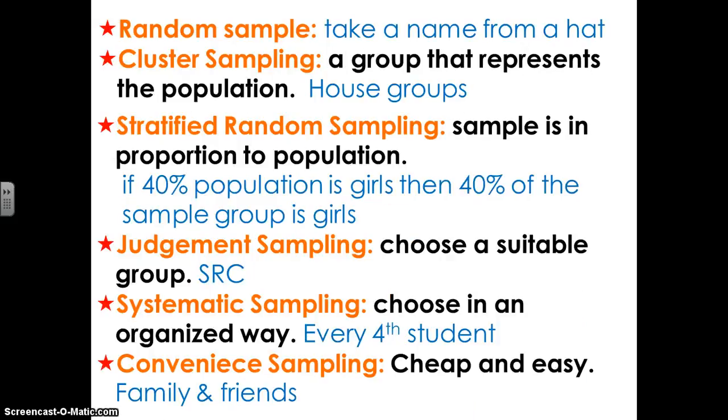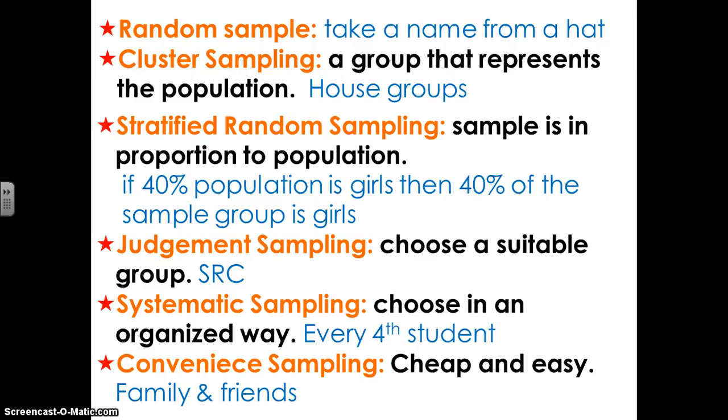Different kinds of sampling. There's random sampling. That might be just any kind of random way of choosing a particular thing. So taking a name from a hat is a random sample. Cluster sampling, that's when you pick a particular group from a population, like at our school, you could pick one particular house group and ask them information.